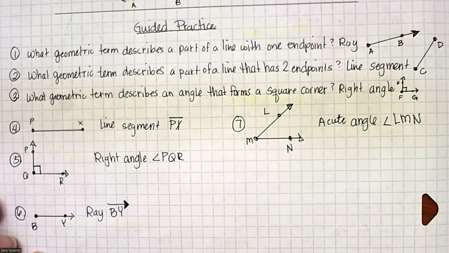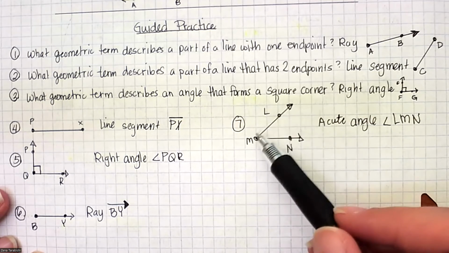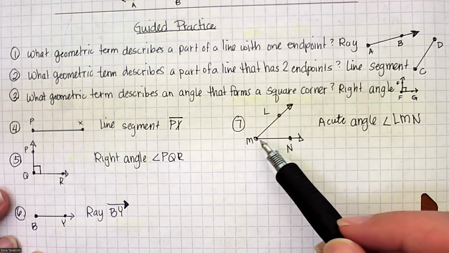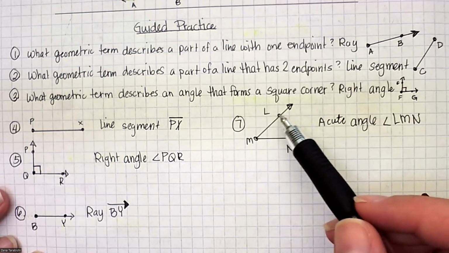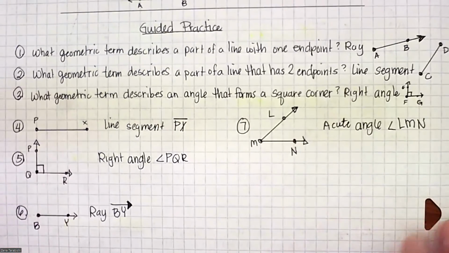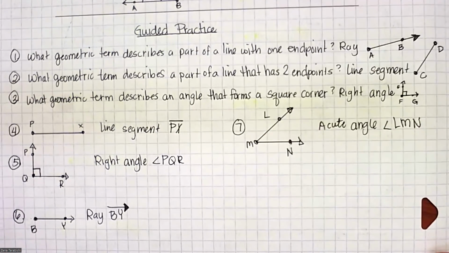And for number 7, we have this angle over here. We see it shares an endpoint, so we know this is an angle. We know it's open less than 90 degrees, so we know it's an acute angle. Acute angle LMN. That takes you through this lesson. This was just an introduction to these different terms, getting you familiar with them because you're going to learn more about them as you go.